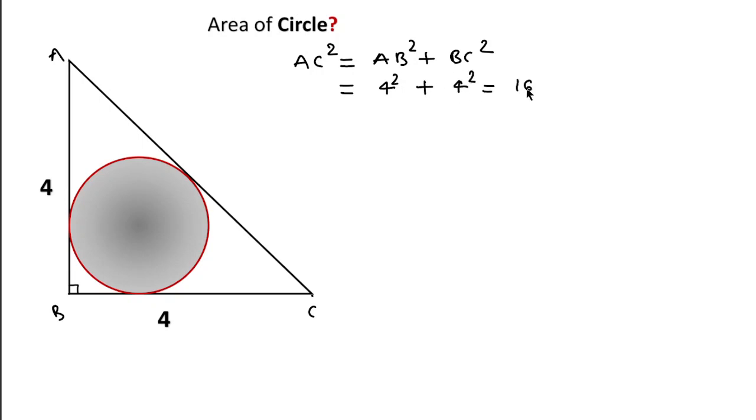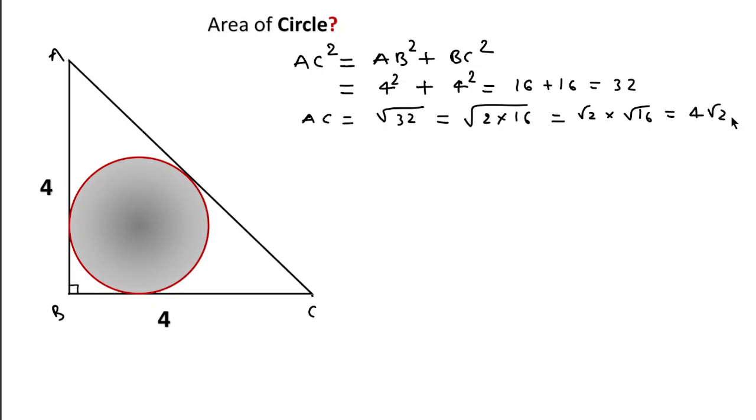We can write this as 16 plus 16, that is 32. So AC equal to under root 32, which will be equal to under root 2 into 16. So under root 2 into under root 16, that will be 4 root 2. So AC is 4 root 2. AC length is 4 root 2.